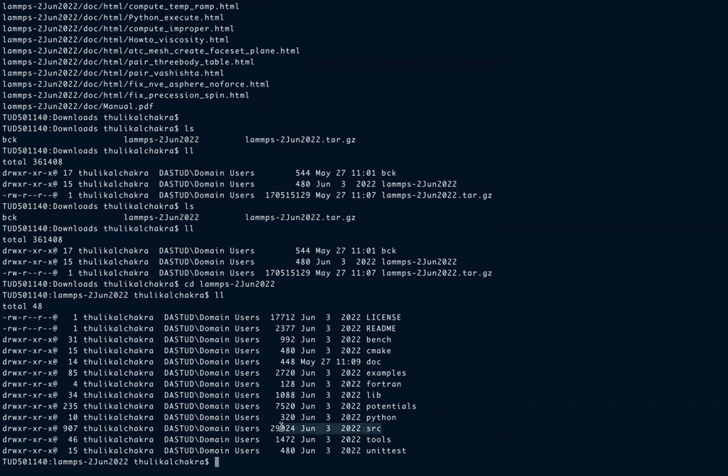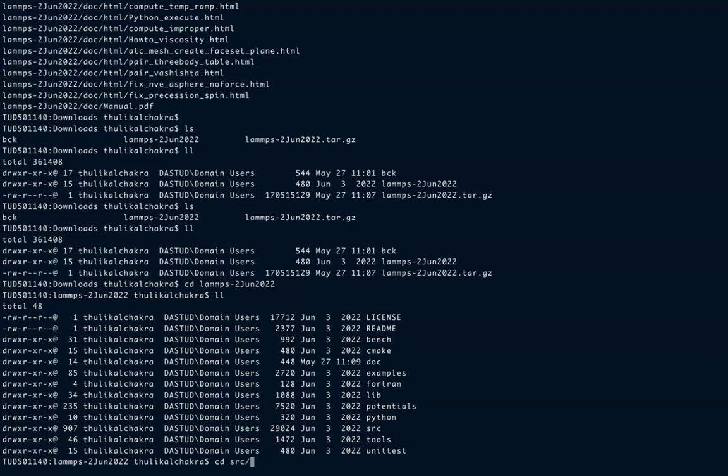The folder that we are now interested in is called the source folder, which is the SRC folder. So this is what we'll be looking at right now. And if you want to work on some examples of LAMMPS, those are also available in the examples folder. But for now, we will just use it as a means to an end and use it only to demonstrate the calculation of densities.